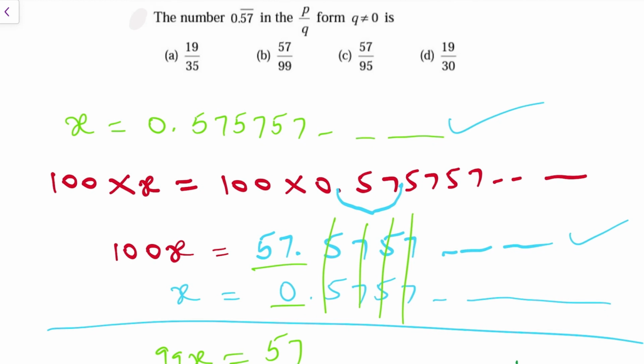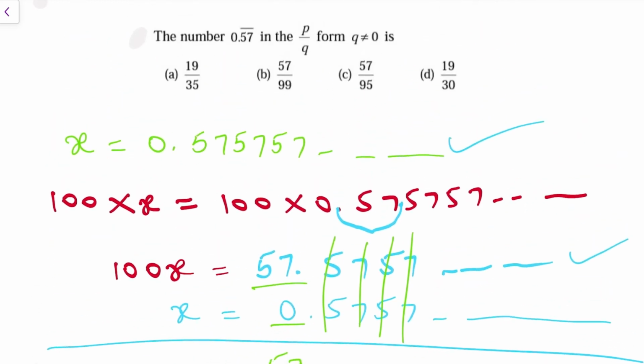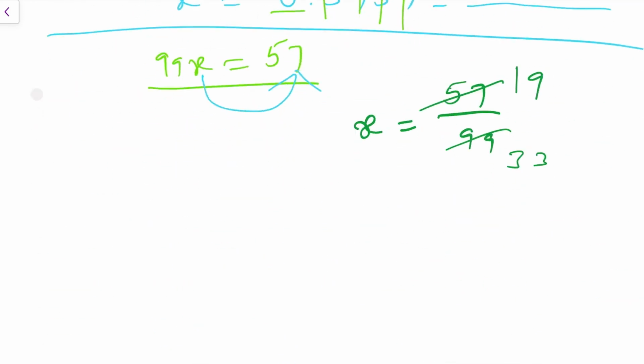Oh my god, that option is not there. The process is correct, and the answer is 100% 19 by 33 only. The option is not available actually, maybe a printing mistake or something. 19 by 33 is the correct answer. Let us check the next question then.